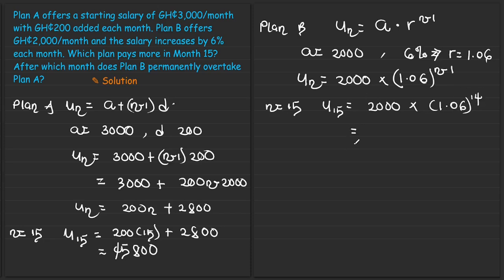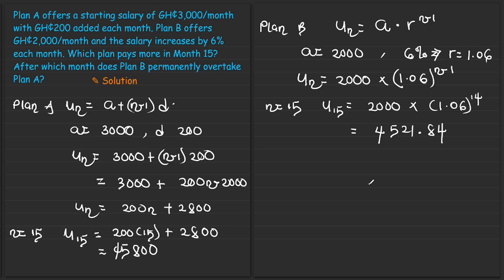Evaluating this on your calculator, you are going to get 4,521.84. If you are to compare the two, it simply means even on the 15th month, the linear sequence is paying more than the geometric sequence.